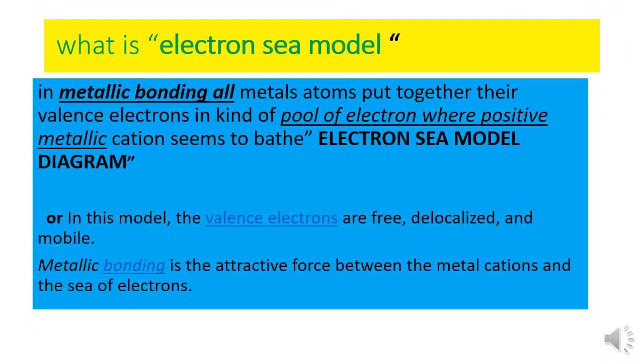So what is the electron sea model? The electron sea model in metallic bond: all metal atoms put together their valence electrons in a kind of pool of electrons, where positive metallic cations seem to behave like they are in a sea of electrons. In this diagram, the valence electrons are delocalized and mobile. Metallic bond is the attractive force between metal cations and the electron sea.